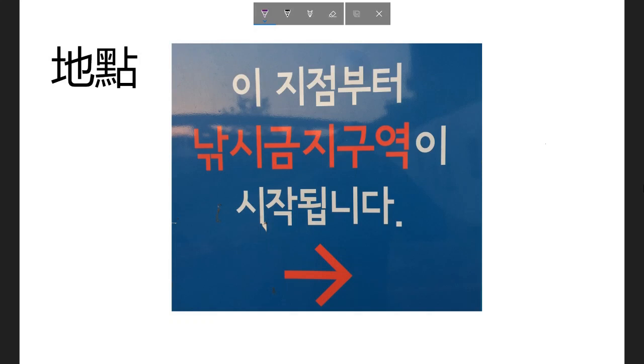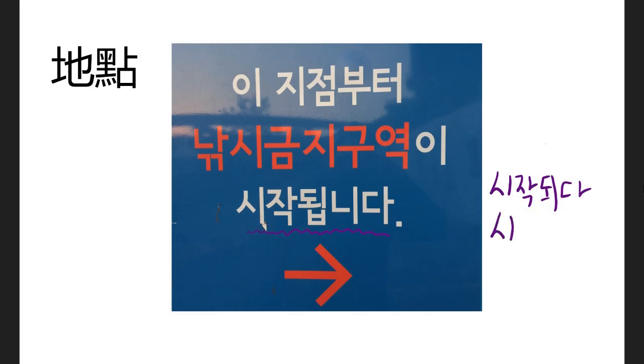All right, let's take a look at another sign here. And I'm going to start this video off by explaining the meaning of this word here down at the end of the sentence. The base form of this verb would be 시작되다. And one thing I want to do is sort of compare the difference between 시작되다 and 시작하다.